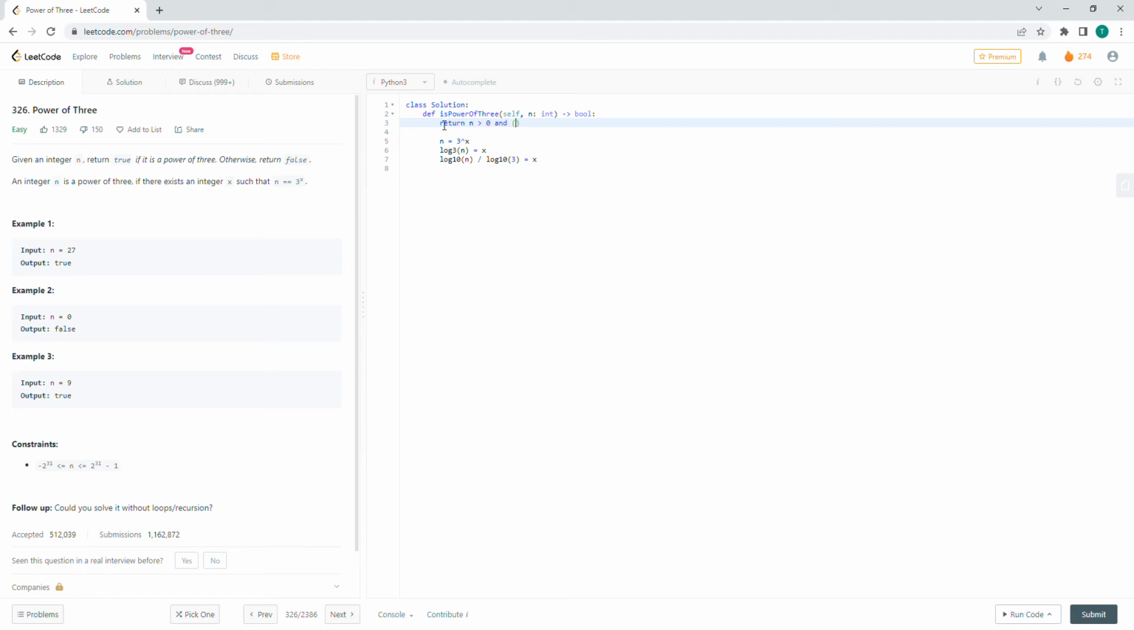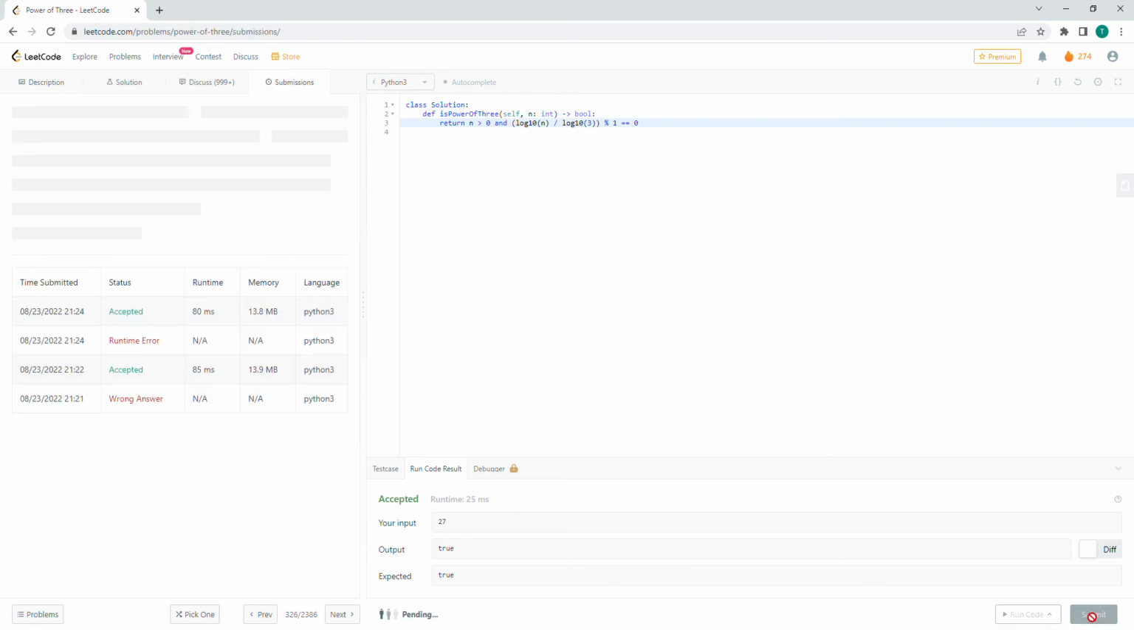and we do the following. So log base 10 of n, float division by log base 10 of 3. Now we know that if x modulus 1 is equal to 0, then we know that x is a power of 3. So therefore, this should return true if n is equal to a power of 3. So that works so far.